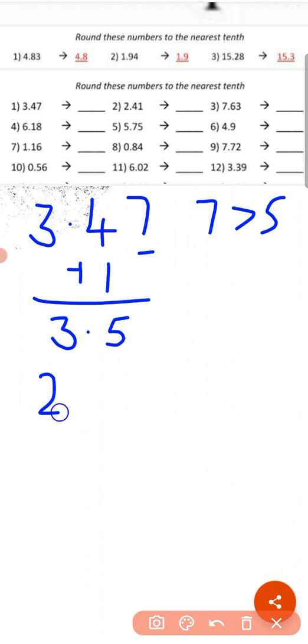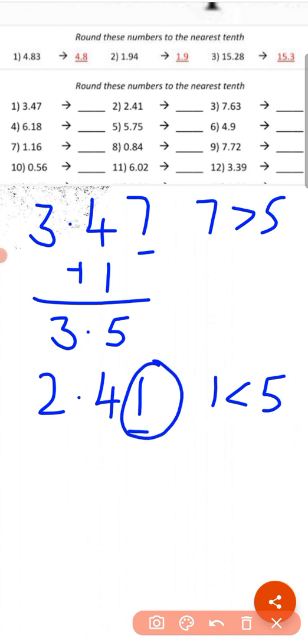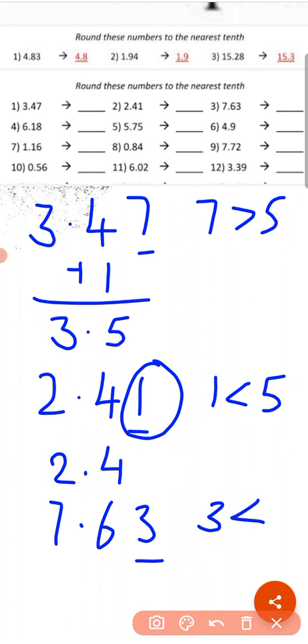Next is 2.41. Digit at the 100th place is 1, which is less than 5. So remove this digit. So our answer is 2.4. Next 7.63. Digit at the 100th place is 3. 3 is less than 5. So remove this digit. Our answer is 7.6. Okay.